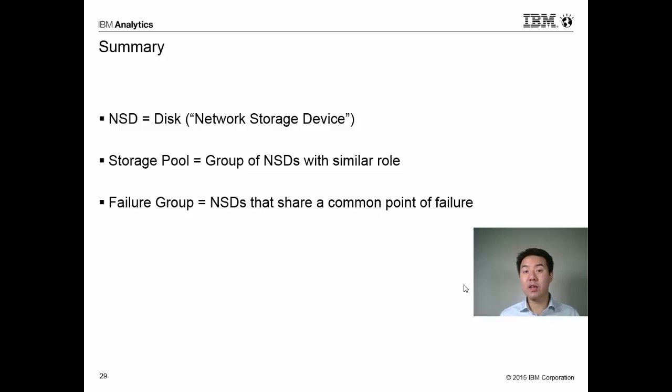So in summary, we cover three key terms that are really important for GPFS. The first is NSD, which simply means a network storage device, a disk. We learned about storage pools, which helps us define to GPFS groups of disks with a similar role. We also learned about failure groups, which helps GPFS decide where to place its data to avoid common points of failure.